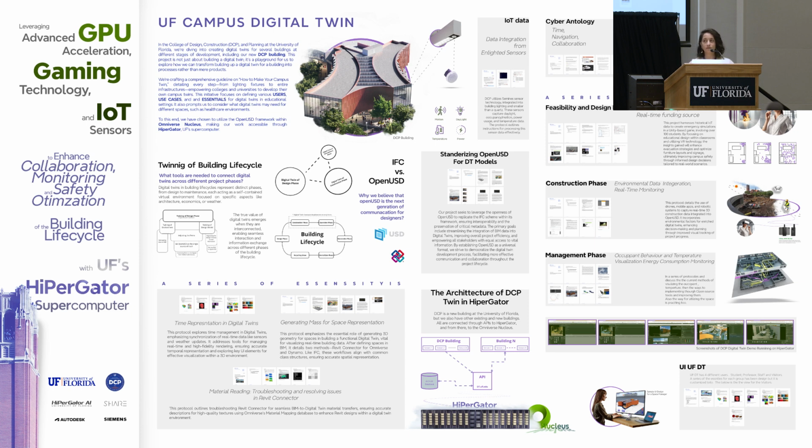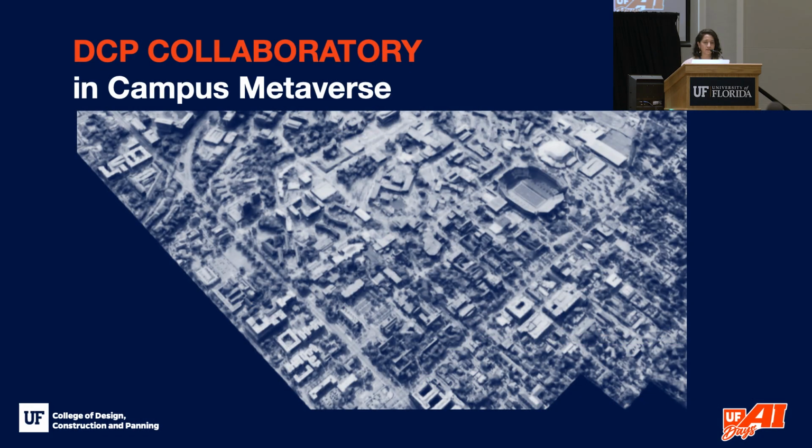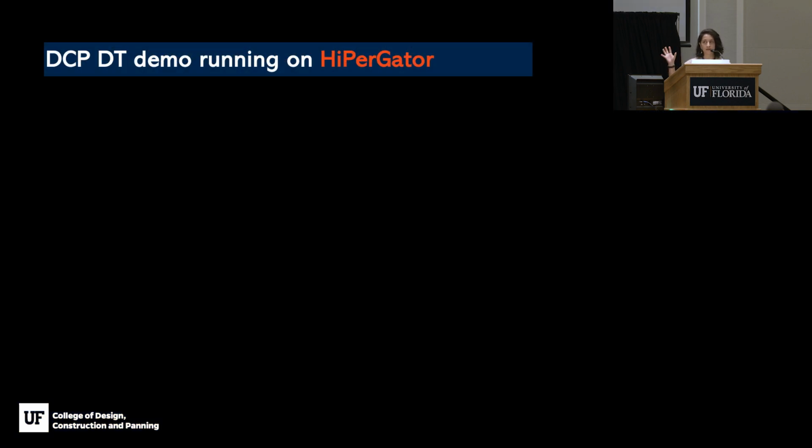So one of the examples of the buildings that we're considering in this exercise is the DCP Collaboratory. And the first thing that we did, of course, was get the whole campus and situate this building on the campus itself. And what is interesting here is that this building, and I'm going to show you a little video, fast forward as well. We are running the DCP Collaboratory in HiPerGator, and we're using Omniverse to do this.